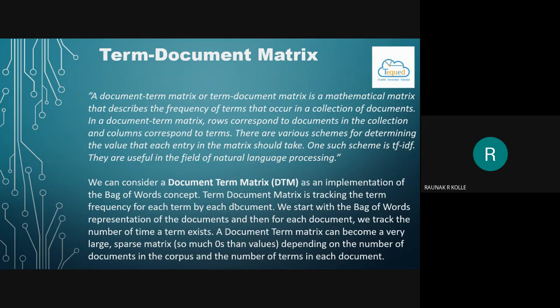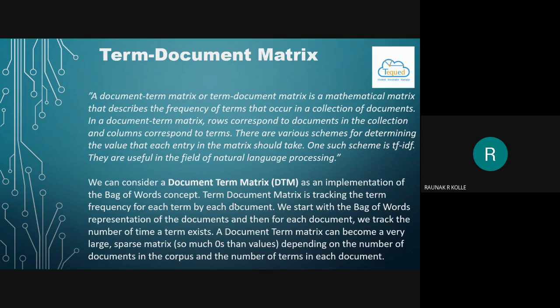We can consider a document term matrix, DTM, as an implementation of the bag of words concept. Term document matrix is tracking the term frequency for each term by each document. We start with the bag of words representation of the documents, and then for each document we track the number of times a term exists in that document.